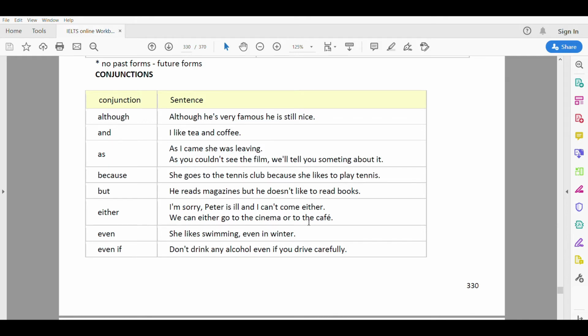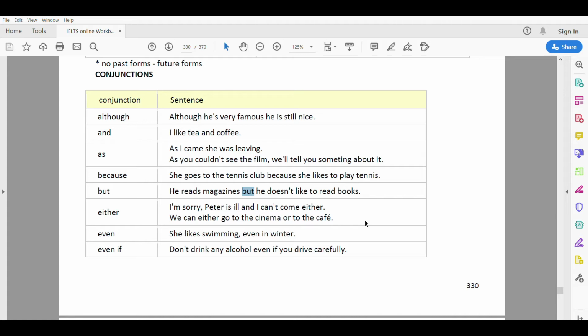The next one says she goes to the tennis club because she likes to play tennis. Now she goes to the tennis club is an independent clause. She likes to play tennis again is an independent clause. So when you join two independent clauses by using a connector in the middle, you don't need to put a comma. The next one is but, and again you have two independent clauses. That's why we haven't used any comma. We simply use but in the center, and but is a connector in this sentence. He reads magazines, but he doesn't like to read books.